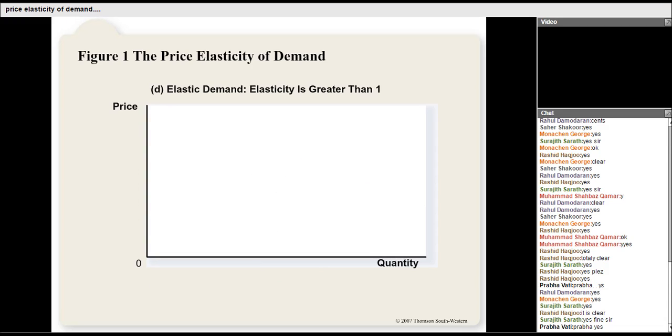Now, see, go to the next one. So remember, elastic demand is greater than 1 and inelastic demand will be less than 1, and that which is 1 or almost 1, very close to 1, will be unit elastic demand.